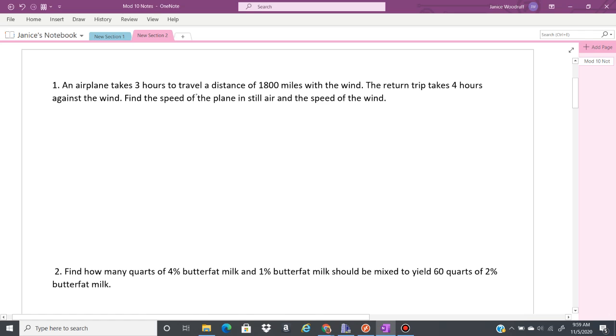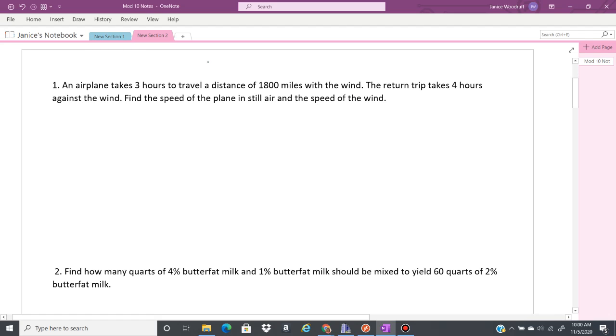Okay, so the first word problem we have is probably one of the harder problems you're going to look at. An airplane takes 3 hours to travel a distance of 1,800 miles with the wind. The return trip takes 4 hours against the wind. Find the speed of the plane in still air and the speed of the wind.